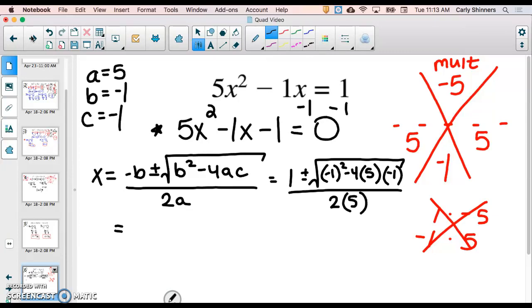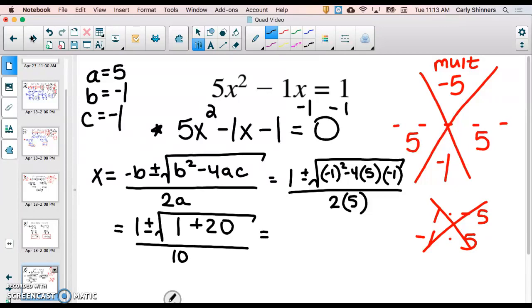And then plus or minus the square root of. Awesome. So then I'm going to clean this up a little bit. We can put this in our calculator, right? This would just be -1 squared, that would be 1. -4 times 5 times -1 would give me a plus 20, all over 10.